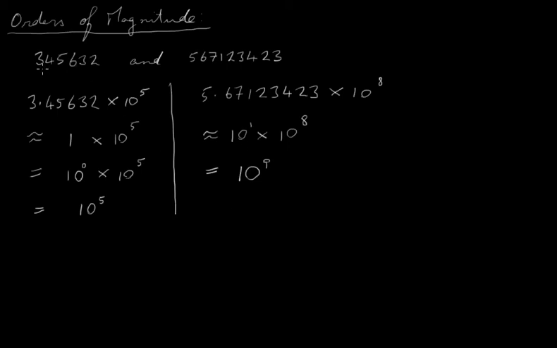So this number here, 345,632, is approximately equal to 10 to the power of 5. This number here is approximately equal to 10 to the power of 9. So we want to compare these two numbers. We take the larger one, in this case 10 to the power of 9, and divide it by 10 to the power of 5. When you divide two powers with the same base, you just subtract the powers. So it's 10 to the power of 9 minus 5, which is 10 to the power of 4.